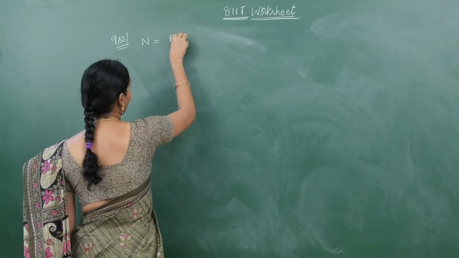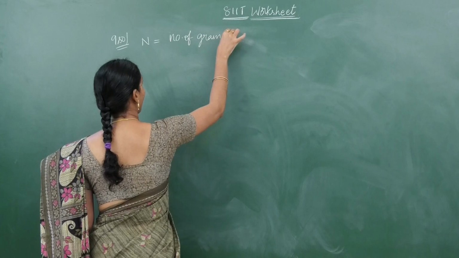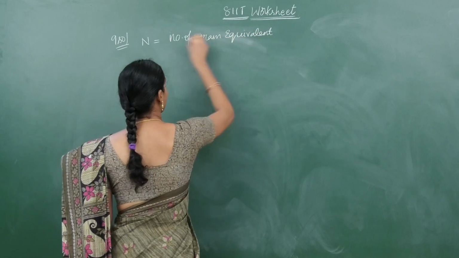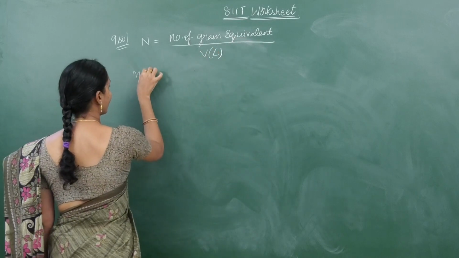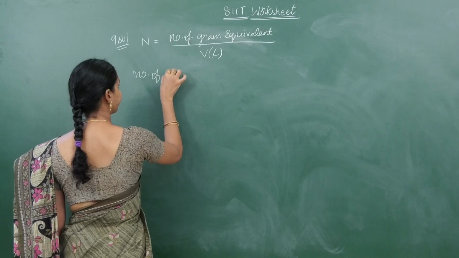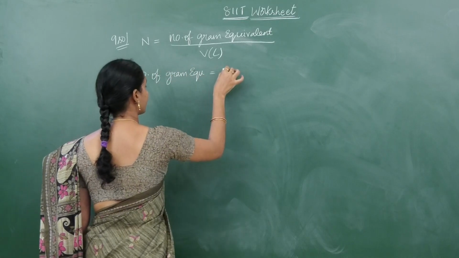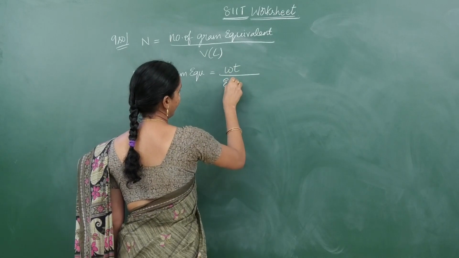Normality is equal to number of gram equivalents divided by volume in liters. So number of gram equivalents is equal to given weight by equivalent weight.